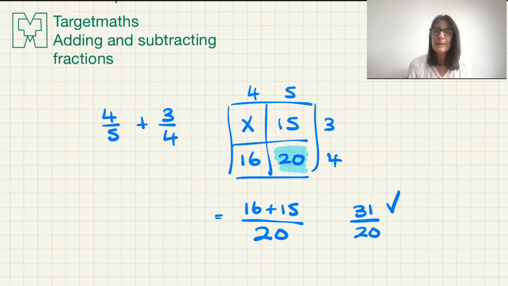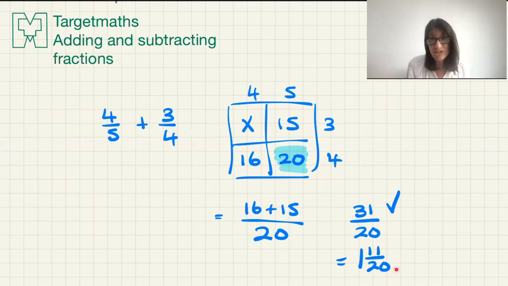31 over 20. But if I'm being asked to put my answer as a mixed number, I can't leave it like that. I've got to do some work to get it into a mixed number. Okay. To do that, I'm going to look at the denominator and ask the question, how many 20s can I get into 31? The answer to that is 1. I can get 1 whole 20. And if I take those out of the 31, it leaves me 11. That leaves me 11 over 20. I've now written the mixed number.